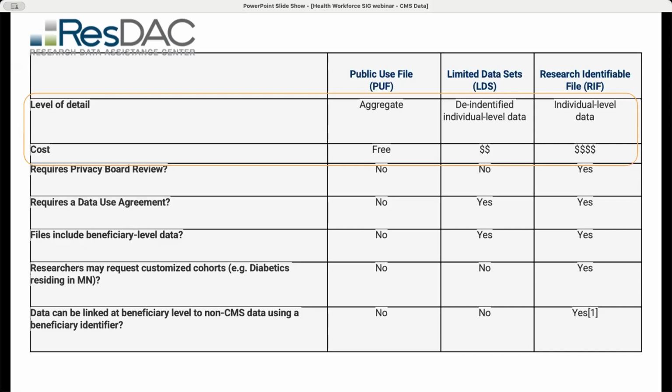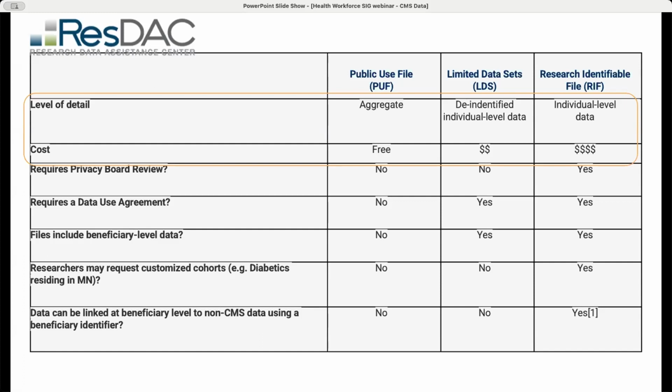So for example, you don't have dates, you'll have age ranges as opposed to specific birth and death dates. To use the LDS files, you still need to have a data use agreement, but they're less costly to use. They're less complex to use than the third category here, which is the research identifiable file.